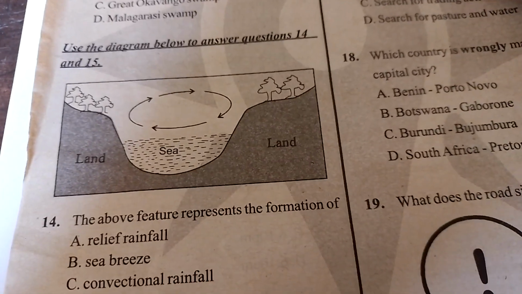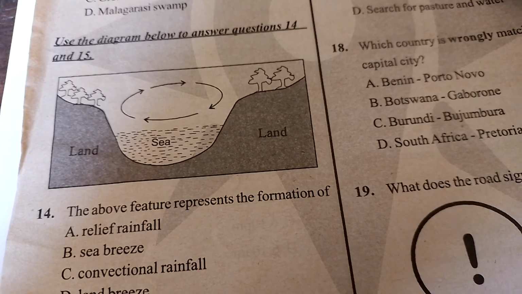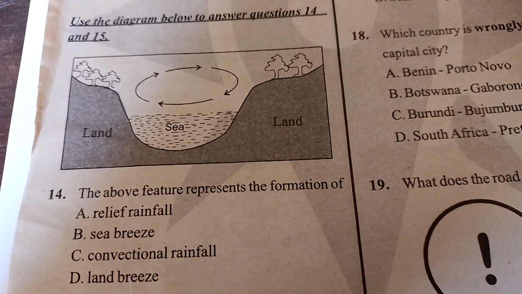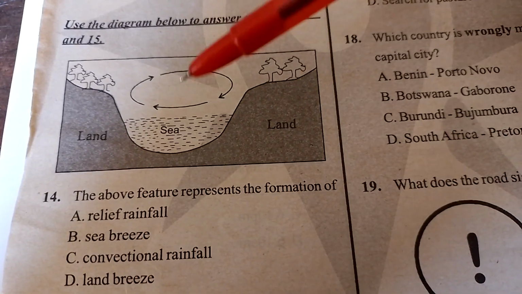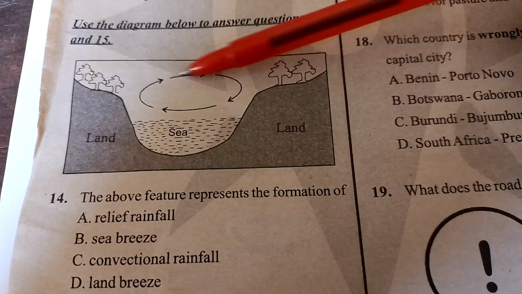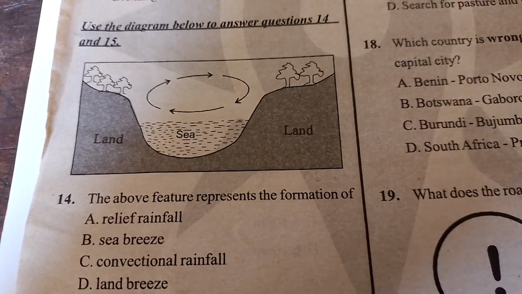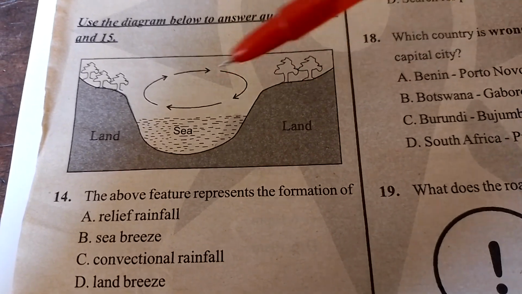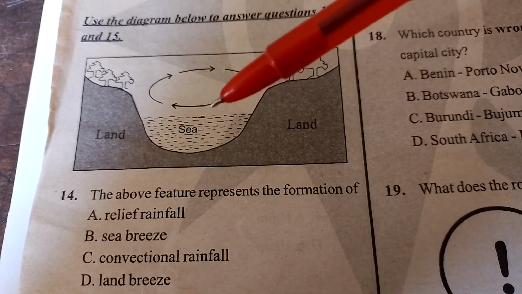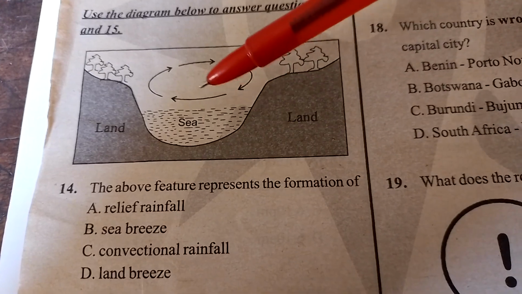We have a diagram here indicating what we call a land breeze. You can see it is a land breeze because these currents originate from land. In most cases, I've told my learners that we consider these arrows. This arrow should give you the answer. It originates from land to sea. So this is what we call a land breeze, that originates from the land to the sea.